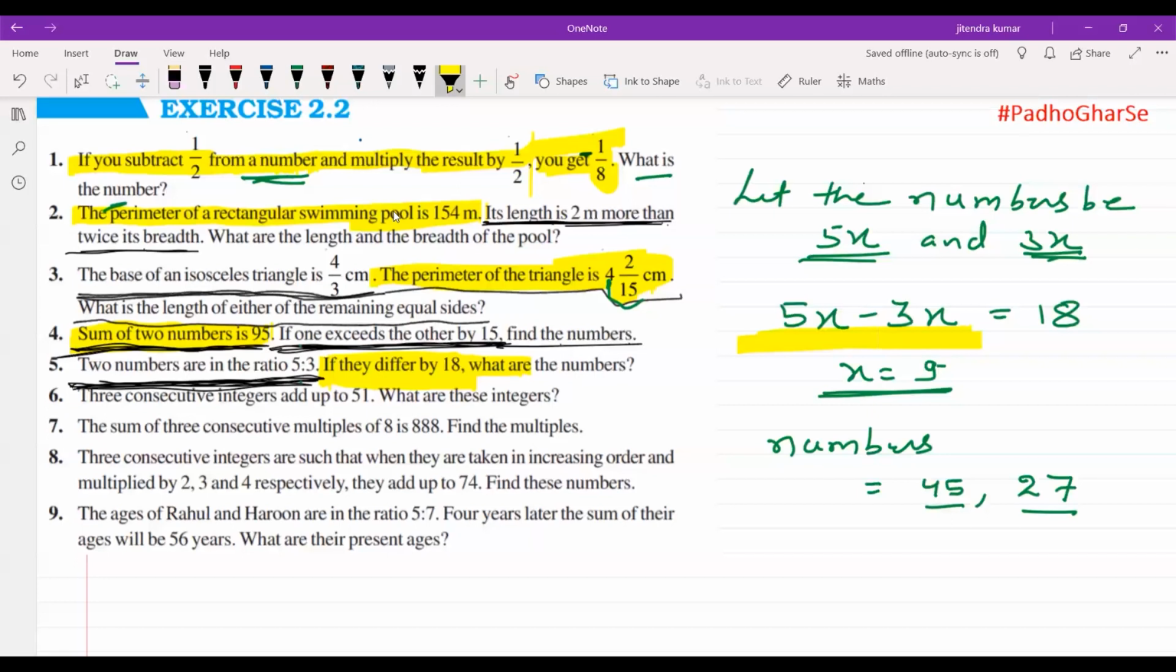It is not that in a ratios question we will always subtract. That depends on the condition that is given in your question.